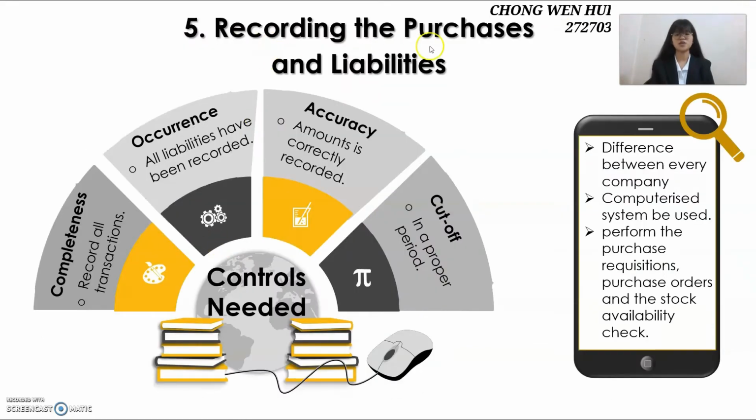Okay, now we go to recording the purchases and liability. Control is also important in this section to ensure that all transactions are recorded to meet completeness, there is no unrecorded liability to fulfill occurrence, and the value recorded is correct to meet accuracy and is in the proper period to achieve cut-off. However, this process is different between companies, as every company has a different nature, and normally a computerized system will be used to perform purchase requisitions, purchase orders, and the stock availability check.